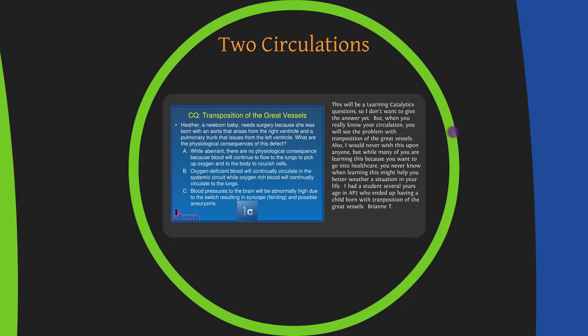Also, I'd never wish this upon anyone, but while many of you are learning this because you want to go into healthcare, you never know when learning this might help you better weather a situation in your life. I had a student several years ago in AP2 who has gotten married in the last couple of years and had a child born with transposition of the great vessels. That was Brianne T.